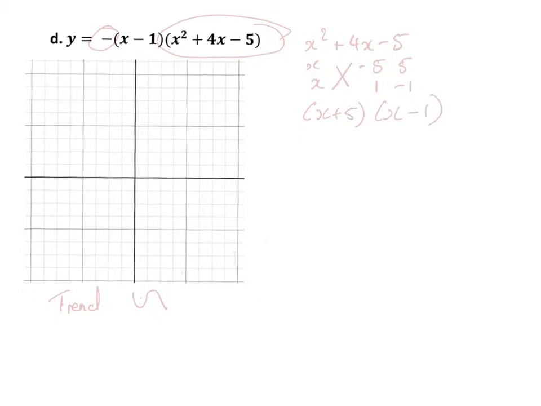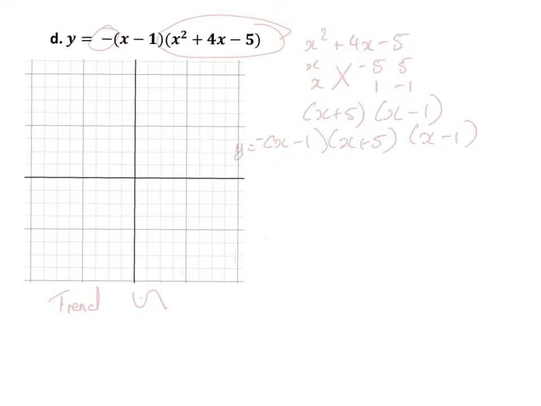So altogether our factors are x minus 1, x plus 5, and x minus 1. And we've got that minus sign out the front as well, don't we? So that's y equals minus that. So that's now fully factorised, which means we can set about trying to sketch this graph.